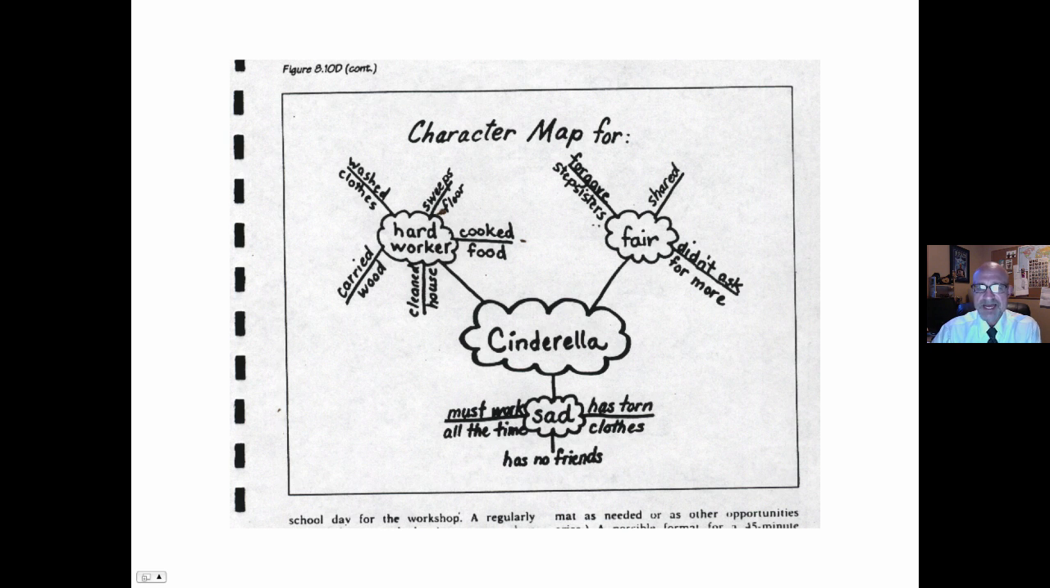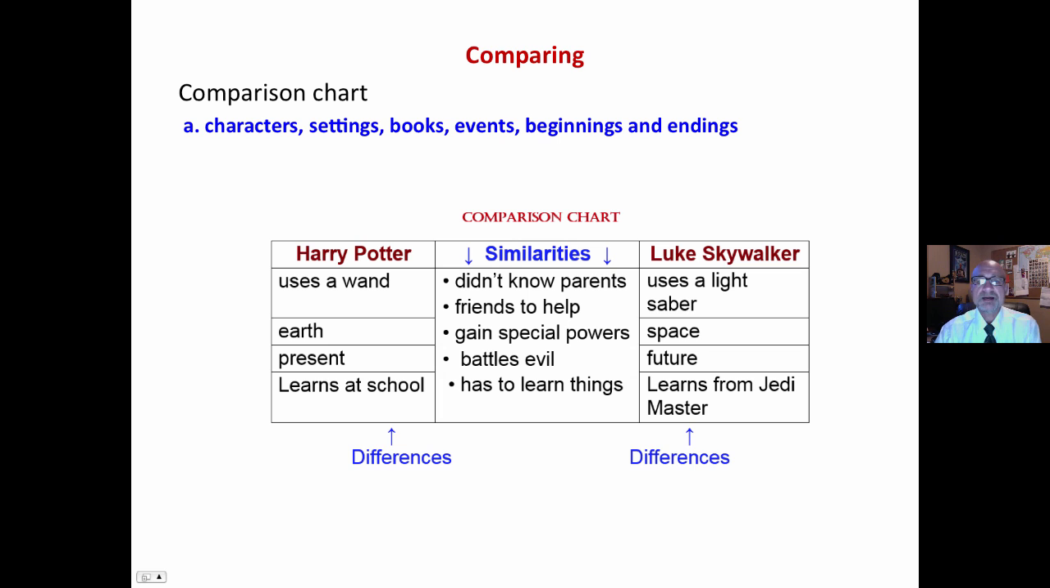This is a character map. Fair, and things that demonstrate her fairness, her hardworkingness, her sadness. All right? These are descriptors. These are things in the story that relate to the descriptors. Limited only by your imagination. Comparing, a comparison chart, kind of like a Venn diagram. Similarities, differences. I can compare characters, setting, books. I can compare anything.